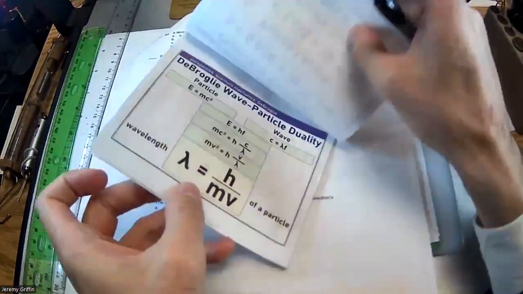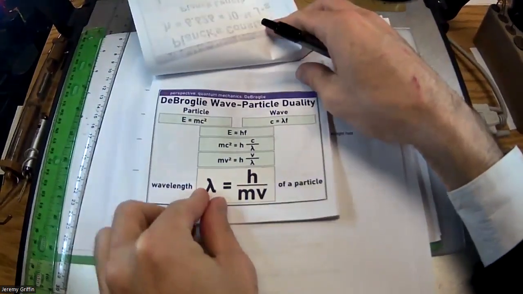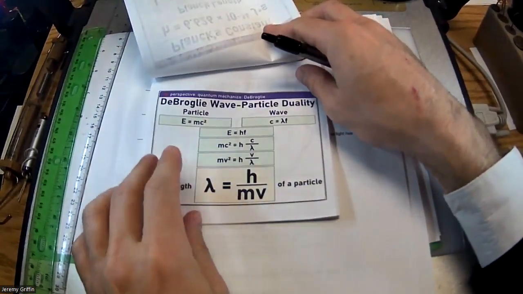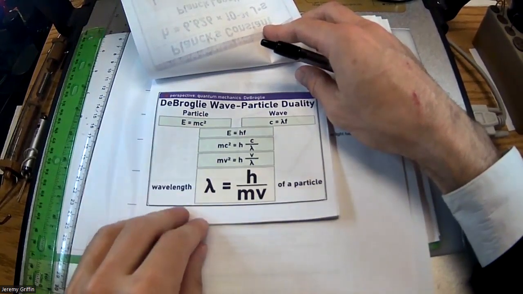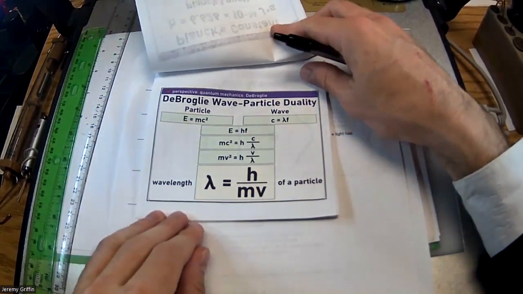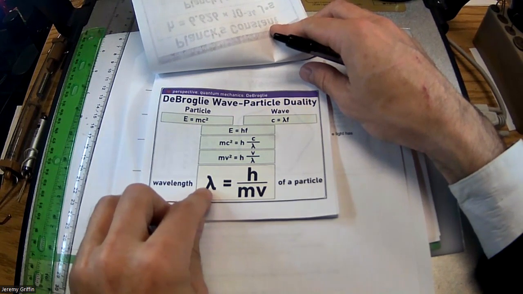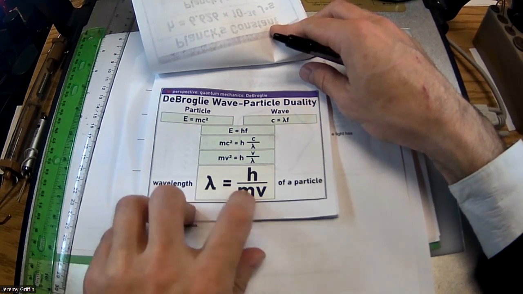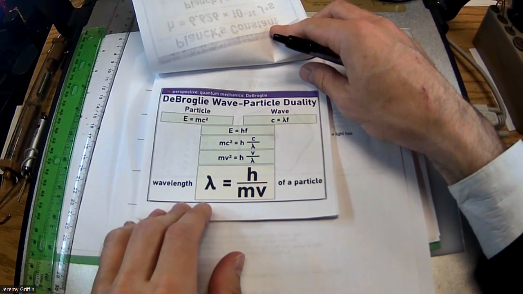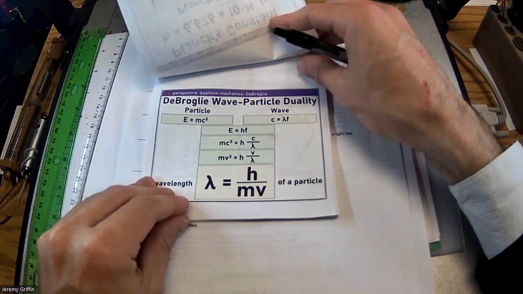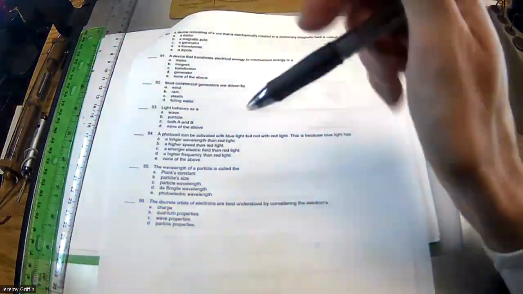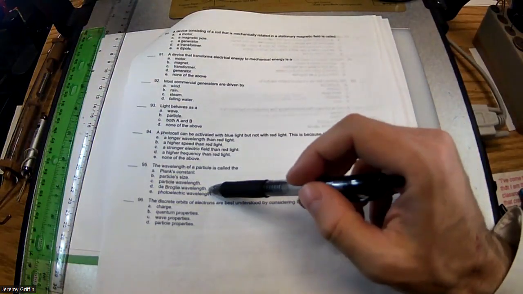The wavelength of a particle is called... the wavelength of a particle. De Broglie. You guys remember De Broglie? It comes along and, did I hit a button? This is all looking choppy. I don't know. I think we're all right. So what is the wavelength of a particle? Well, here's wavelength, here's particle. So wave-particle duality. You guys remember this? Are we good? Wave-particle duality, so the de Broglie wavelength.